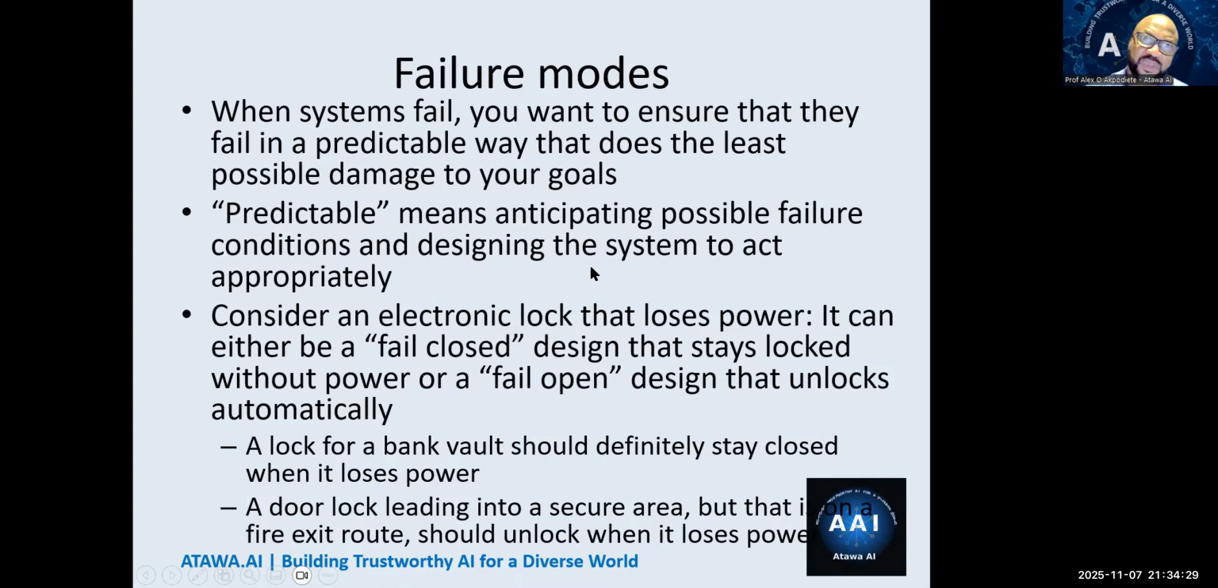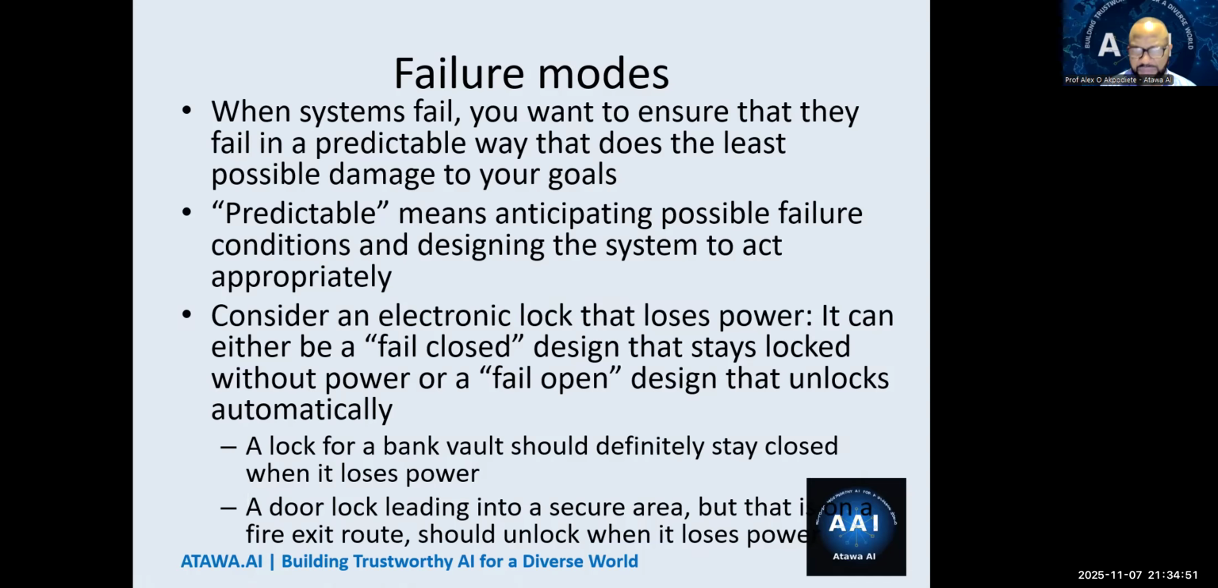All right, so when we're talking about if a device fails, what do we do about this? This is more related to hardware. So when systems fail, you want to ensure that they can fail in a predictable way, so that when it fails, it does the least amount of damage to your system.